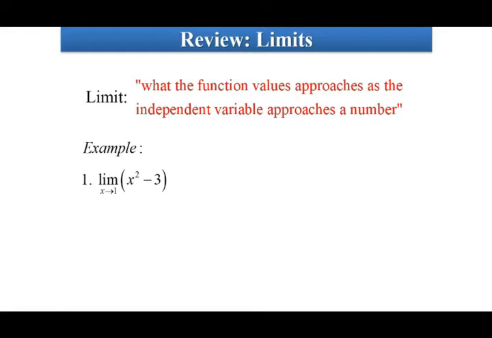So number one, the limit of x squared minus 3 as x approaches 1. Usually we only substitute the value of the limit. So in this case, let's change x squared to 1 squared, then minus 3. So that is negative 2. Ito naman, the limit of x plus 3 all over x minus 1 as x approaches 2. So 2 plus 3 all over 2 minus 1. So it is equal to 5.